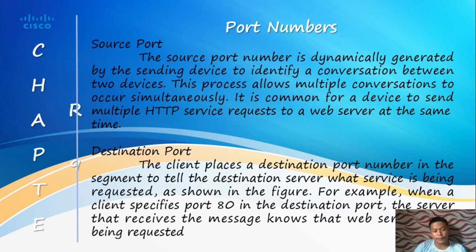Destination port. The client places a destination port number in the segment to tell the destination server what service is being requested, as shown in the figure. For example, when a client specifies port 80 in the destination port, the server that received the message knows that web services are being requested.